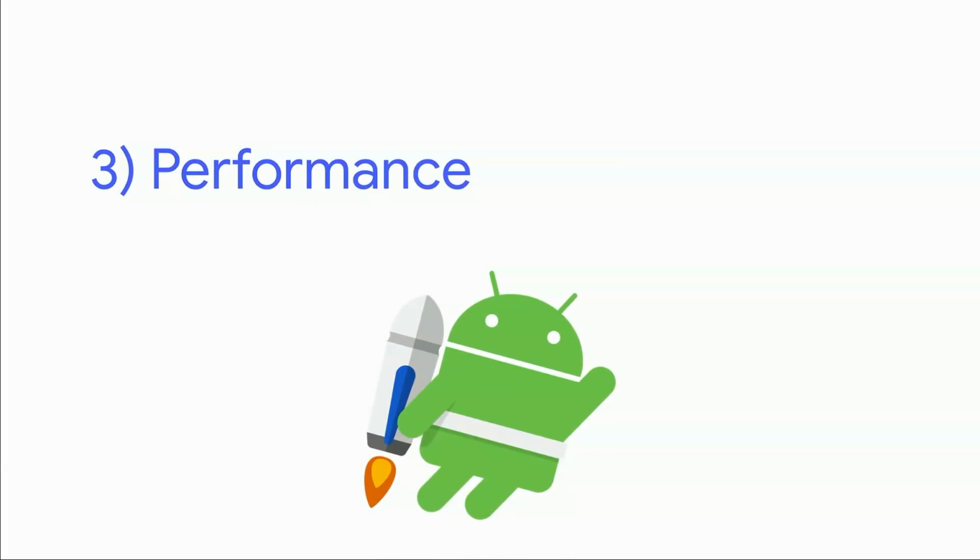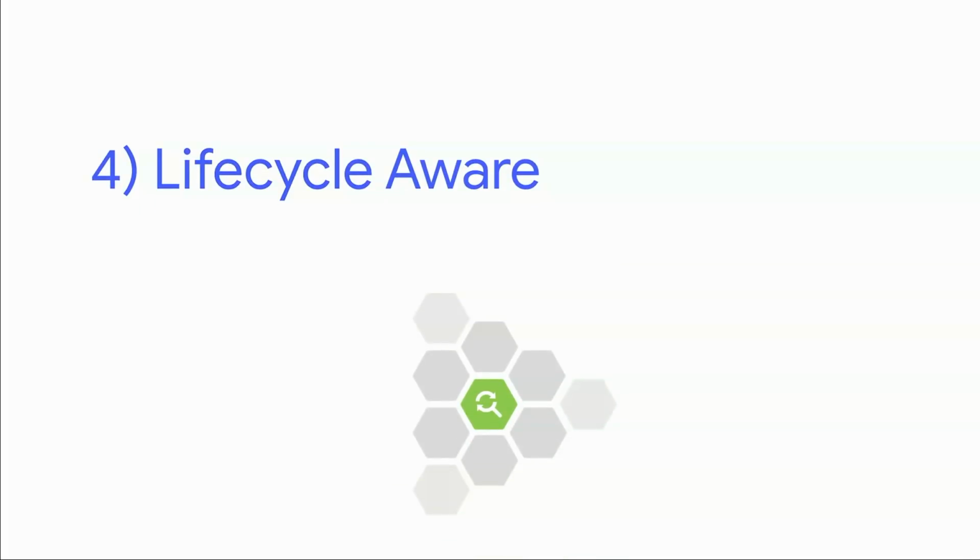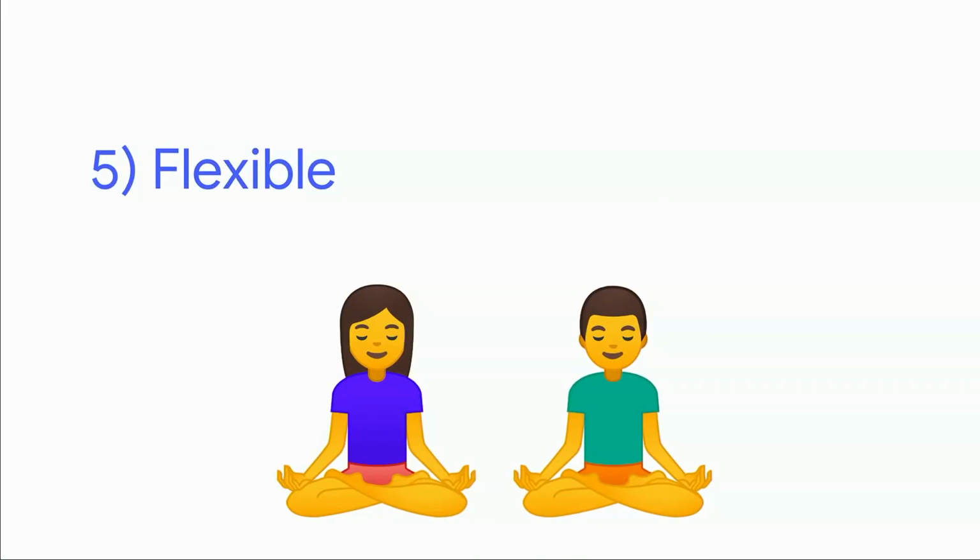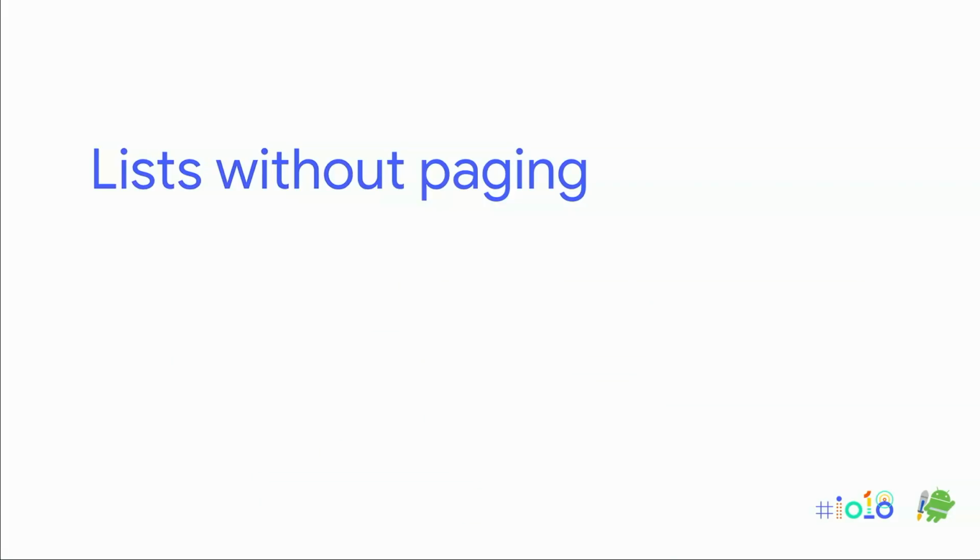We want it to be fast. We don't want it to do any unnecessary work. We don't want it to do any big chunk of work in the UI thread. It should be efficient. We want it to be lifecycle aware, so if the user is not looking at the screen, it shouldn't do any work. Last but not least, we want it to be flexible. Everybody has their different backend APIs, different data structures. Our solution should work with all of these things.